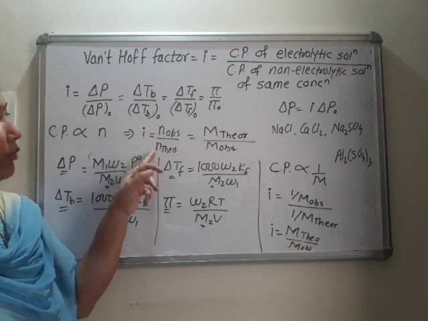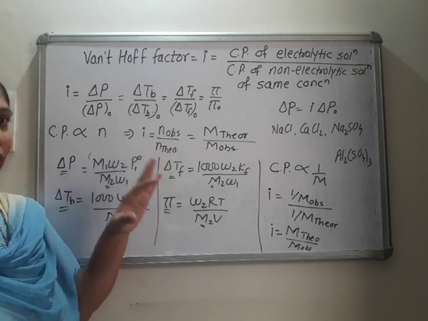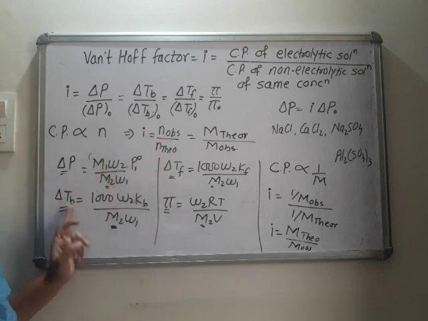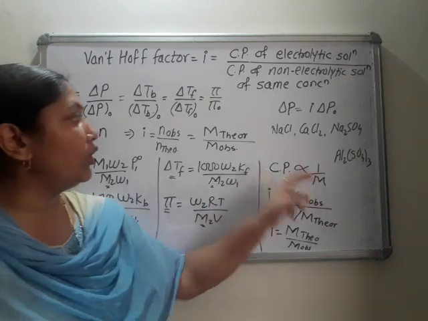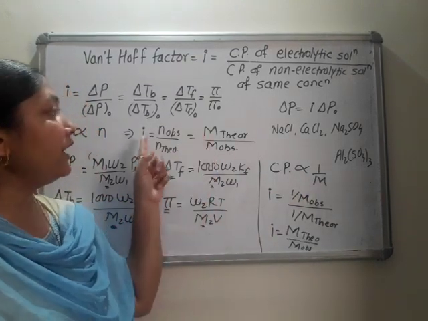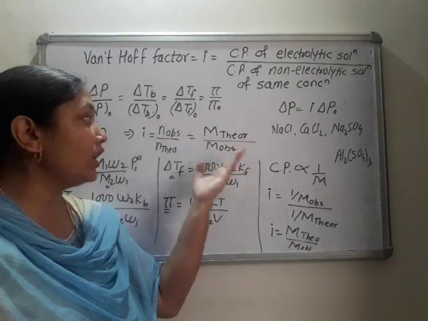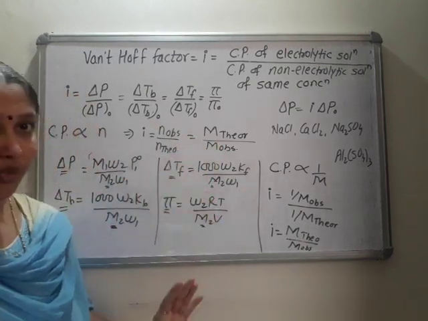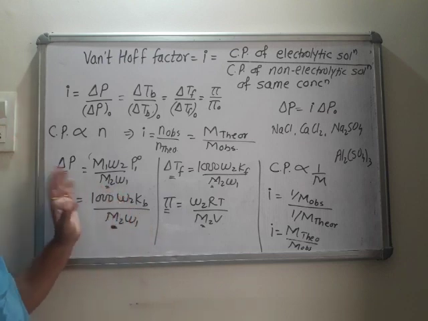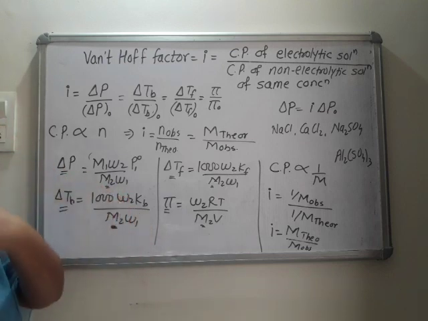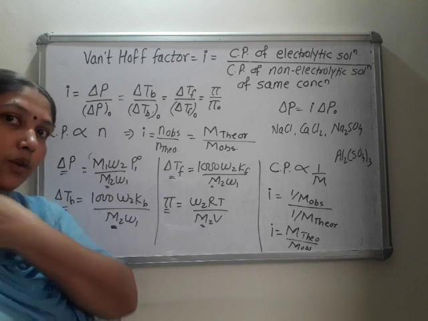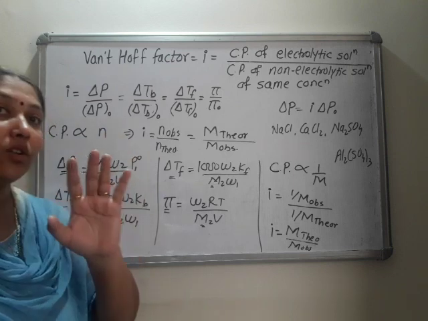In terms of number of moles, it is observed upon theoretical, and colligative property is inversely proportional to molar mass. So i can be expressed in terms of molar mass as molar mass theoretical upon molar mass observed. Very important. Based on this also we have to solve some numericals. This is the case for strong electrolytes.